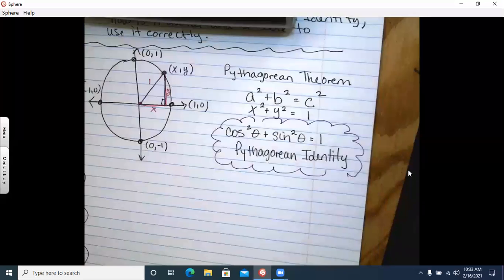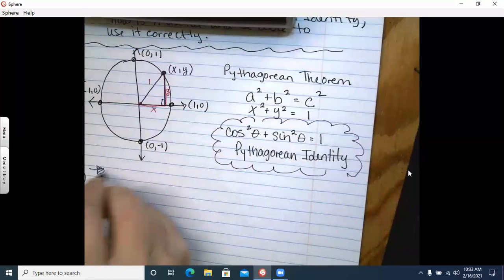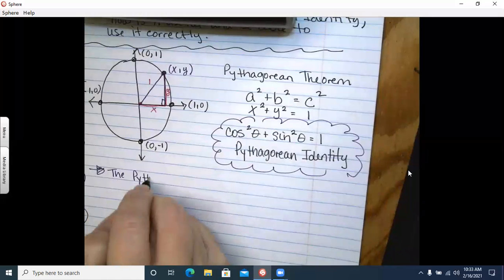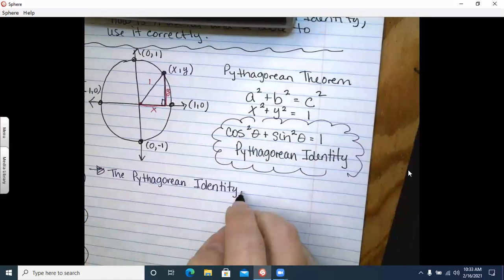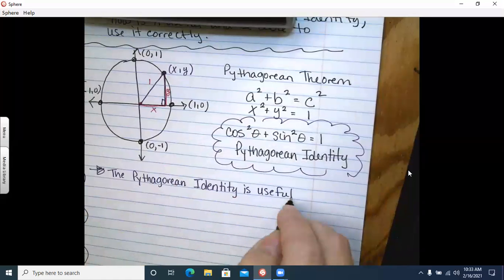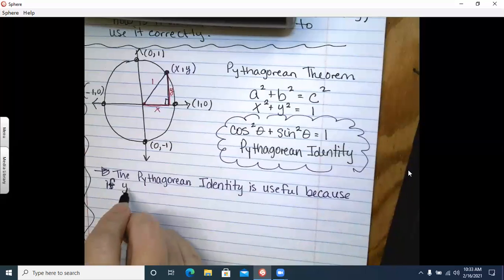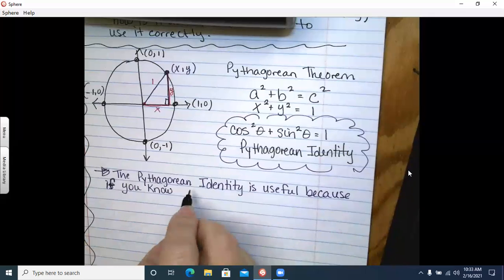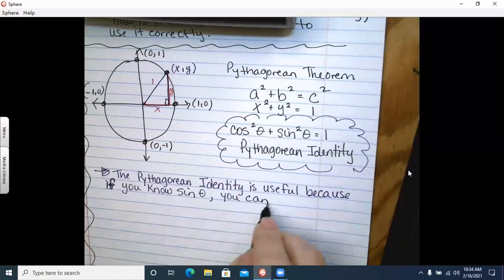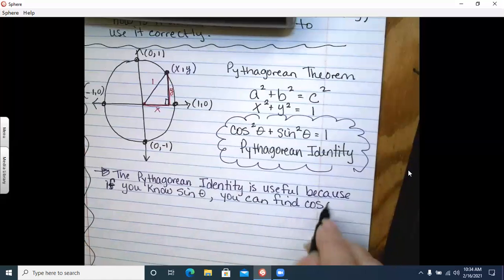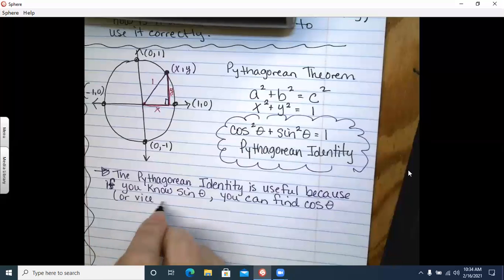The Pythagorean identity is useful because if you know sine of theta, you can find cosine of theta, or vice versa, using the Pythagorean identity.